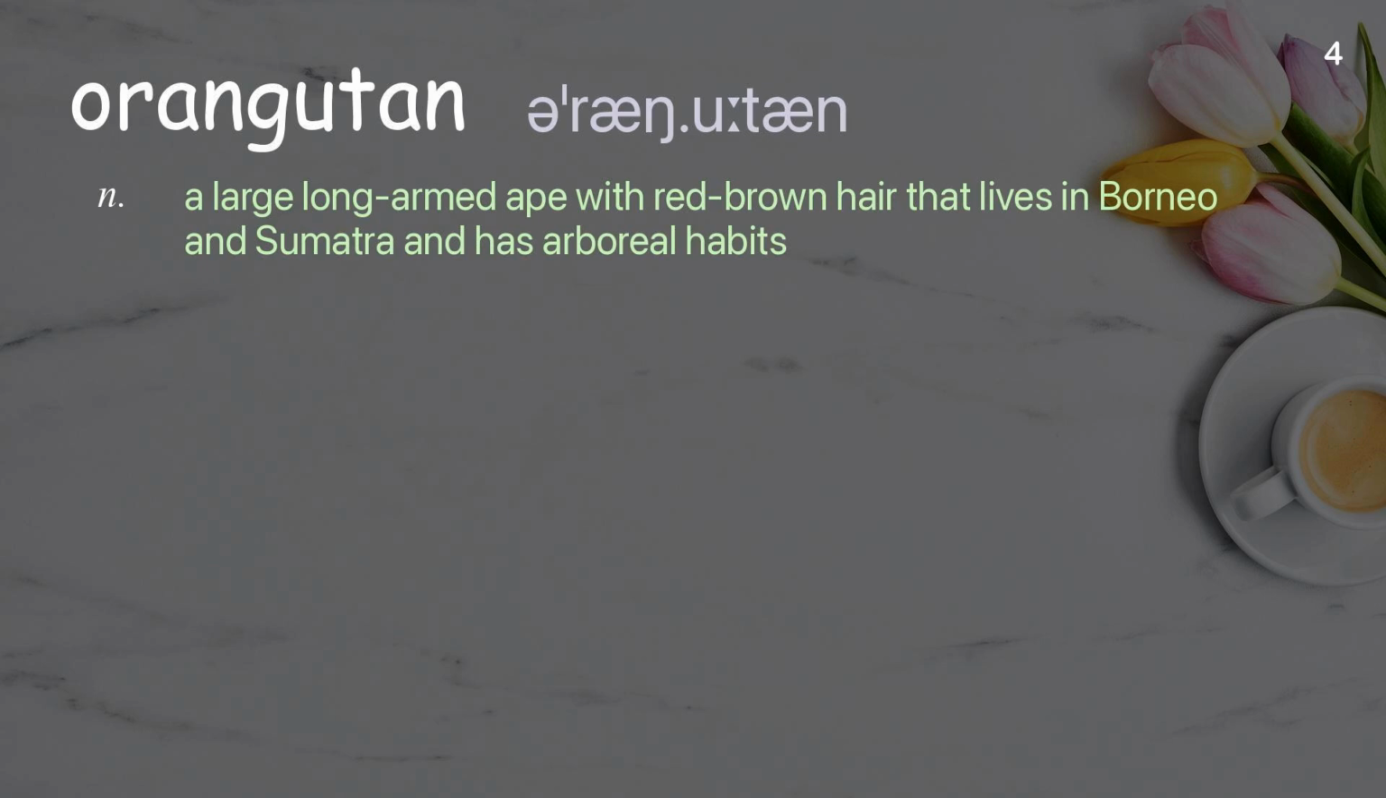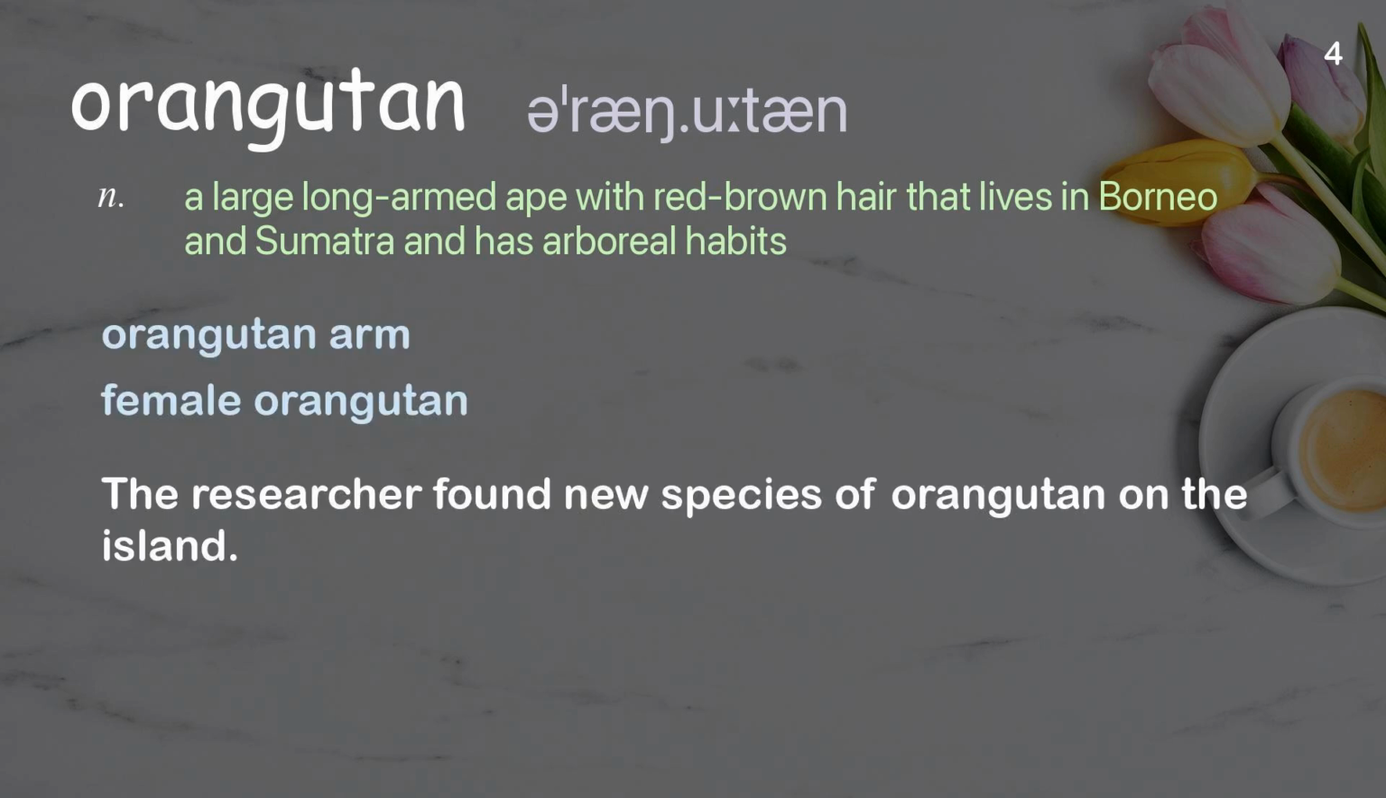Orangutan. A large long-armed ape with red-brown hair that lives in Borneo and Sumatra and has arboreal habits. Examples: Orangutan arm. Female orangutan. The researcher found a new species of orangutan on the island.